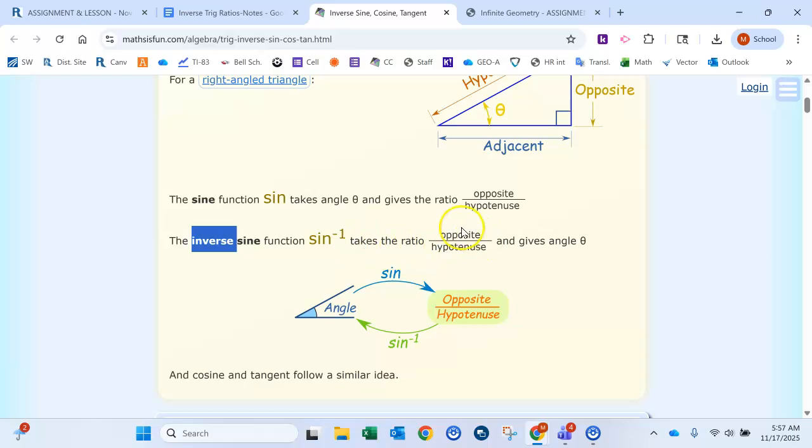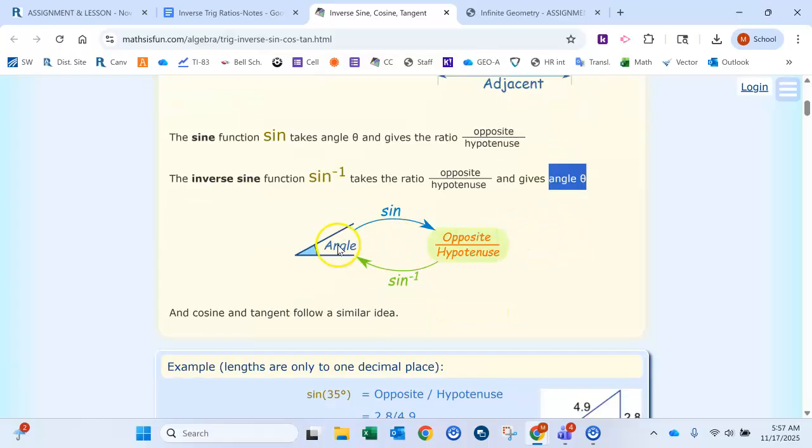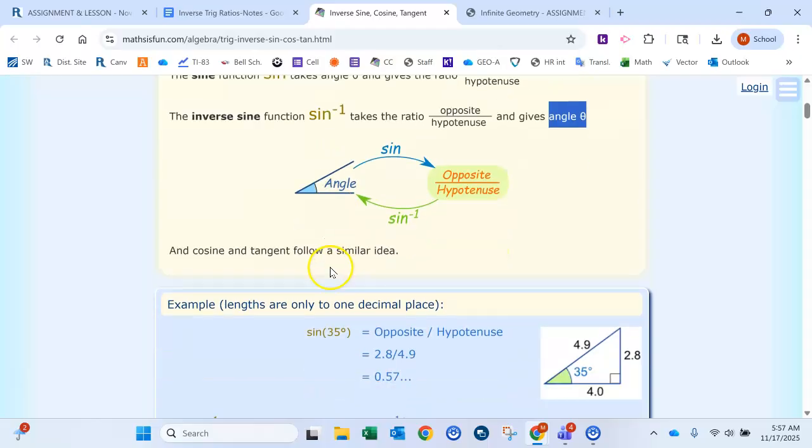And what we do here is, instead of starting with the angle, we're going to start with the ratio, and then we're going to get the angle. So before, we started with the angle and used sine to get opposite over hypotenuse. One of them was an x or an unknown, so we were able to figure it out. Today, we're going to start here, and we're going to go this direction to find the angle.